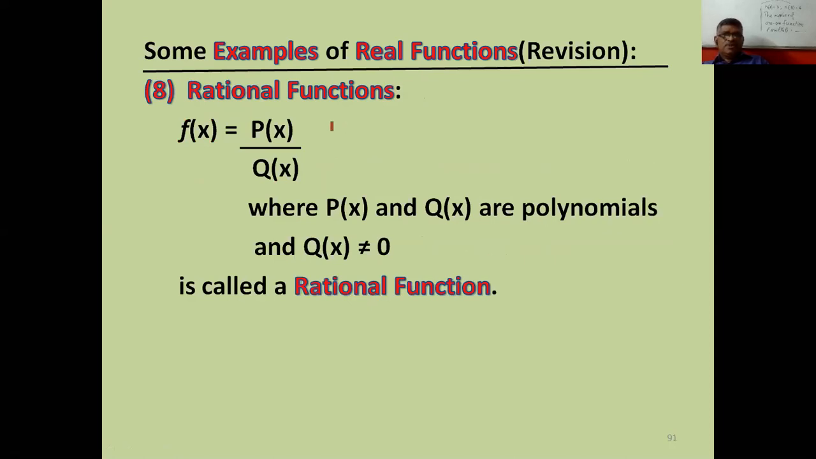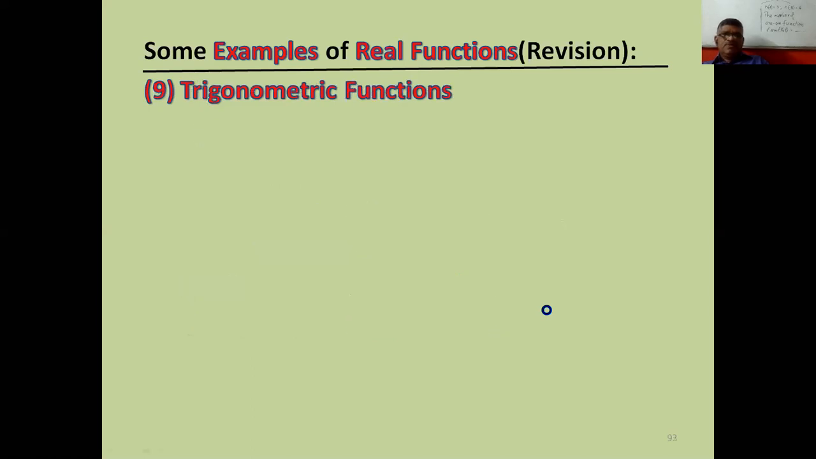Rational polynomial function, that is p(x) by q(x). Domain is the intersection of the domains. Both of them have the same domain R itself, but the denominator should not be 0. q(x) should not be 0. So the domain of a rational polynomial function is the set of real numbers except the points where the denominator is 0. Okay? Domain is R minus zeros of q(x). Range we have to find out.